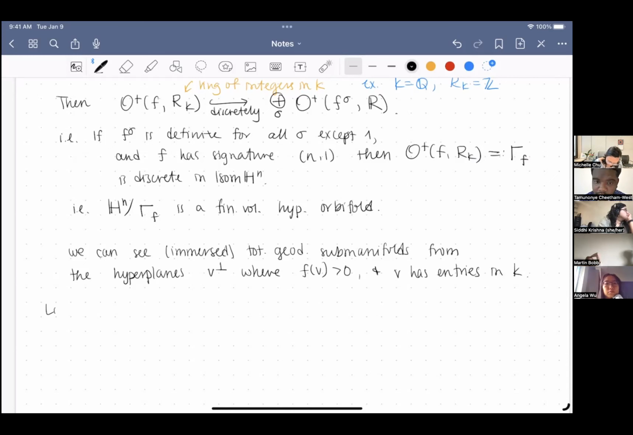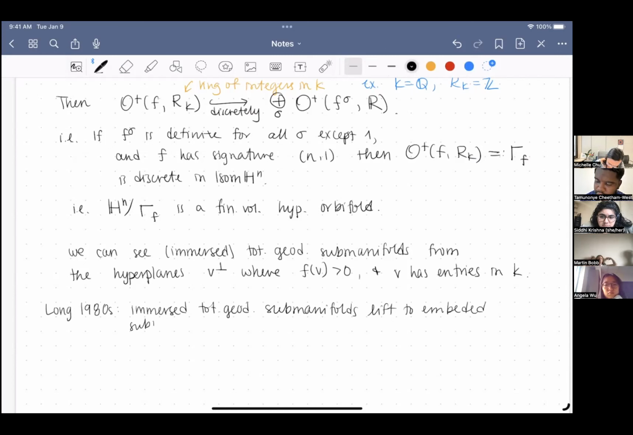Okay. And then we can apply here's a theorem of Darren Long in the 1980s. And it says that immersed totally geodesic submanifolds lift to embedded submanifolds in finite sheeted covers. Okay, so what this is saying is that once you find an immersed totally geodesic submanifold, you know that there's some finite sheeted cover of your full manifold where the submanifold is going to lift to something embedded. So this gives you a way of constructing hyperbolic manifolds with embedded submanifolds.